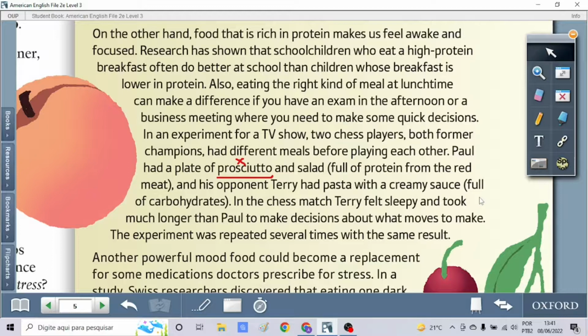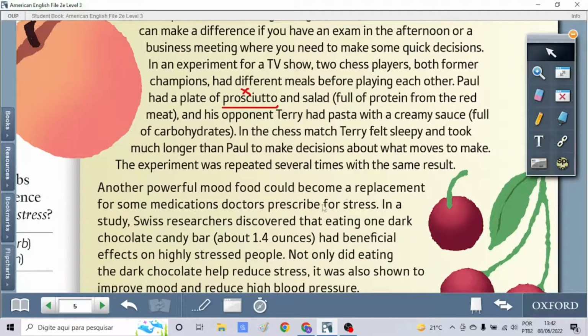In an experiment for a TV show, two chess players, both former champions, had different meals before playing each other. Paul had a plate of prosciutto and salad, full of protein from the red meat, and his opponent, Terry, had pasta with a creamy sauce, full of carbohydrates. In the chess match, Terry felt sleepy and took much longer than Paul to make decisions about what moves to make. The experiment was repeated several times with the same result.